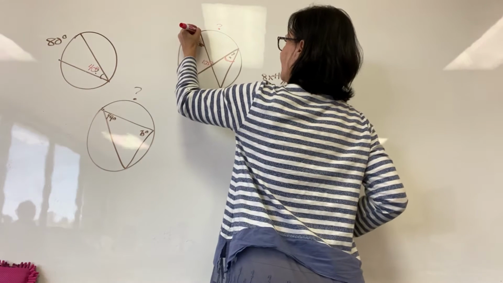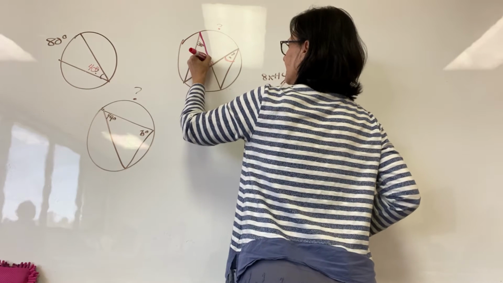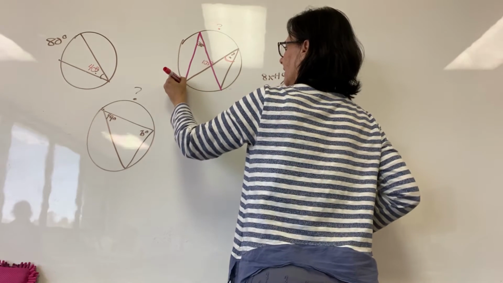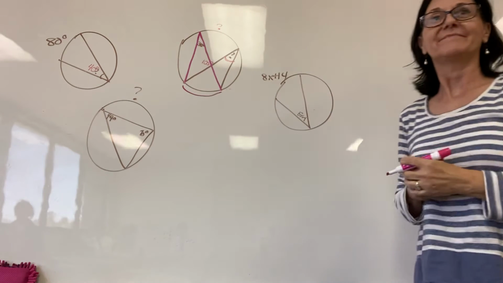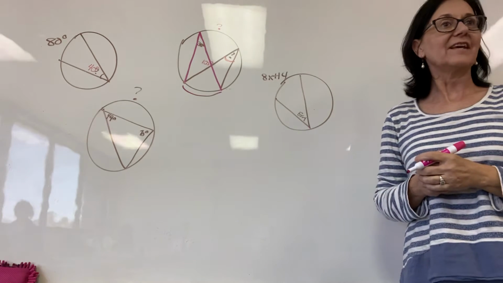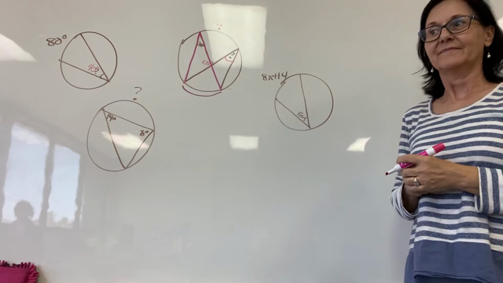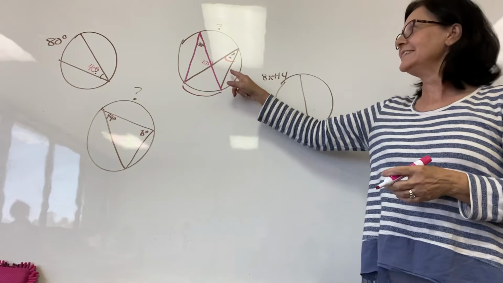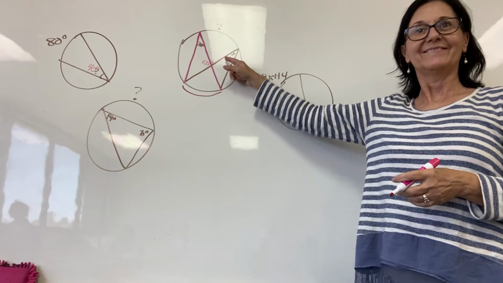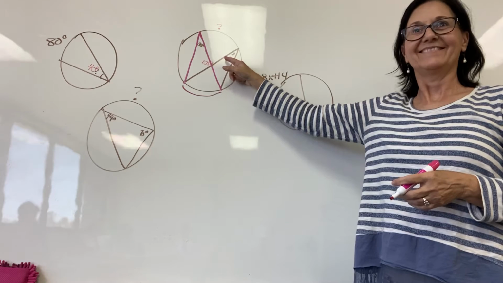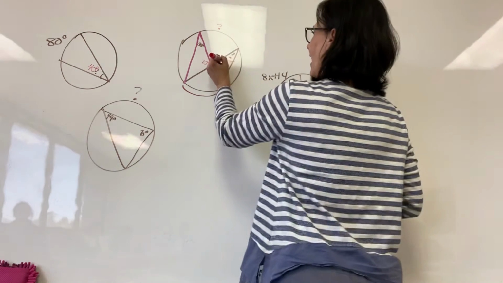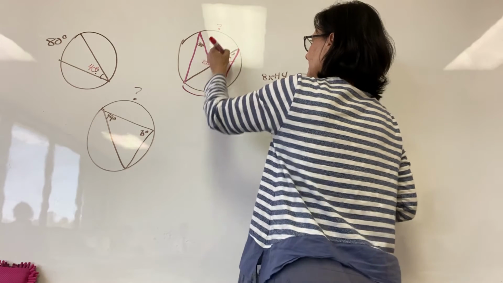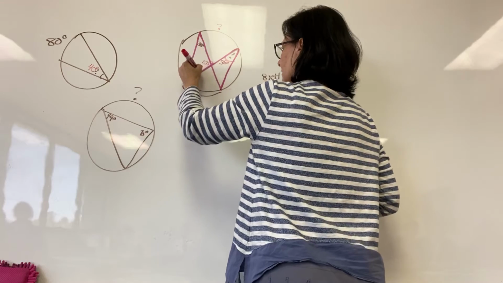What arc does 35 degrees intercept? That one there. You see it? Yes, ma'am. So what is it, Evie? What is this angle? So they're equal? It has to be 35 as well, because it also intercepts that same arc. Right?